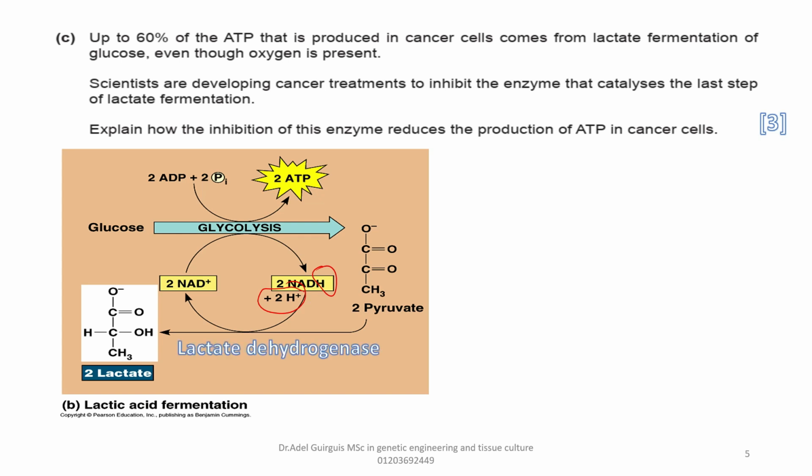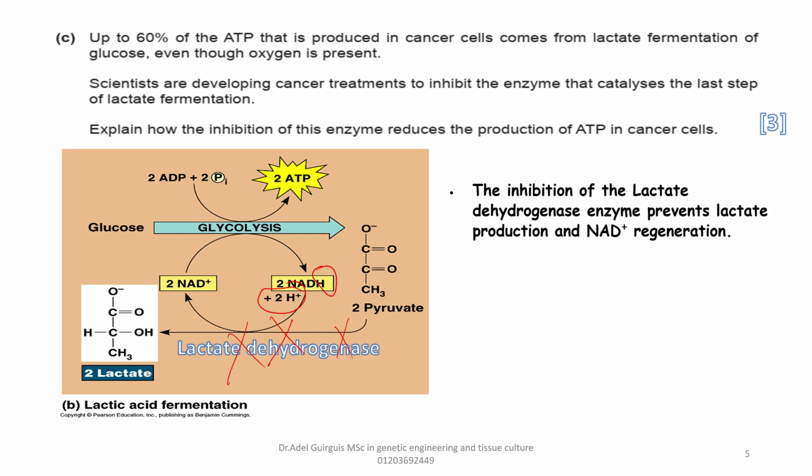Scientists developing cancer treatment try to inhibit this enzyme in the last step. So inhibition takes place for lactate dehydrogenase. What would happen? What is the mechanism of this new treatment? Look, the inhibition of the lactate dehydrogenase enzyme prevents lactate production from sugar, and NAD plus regeneration.